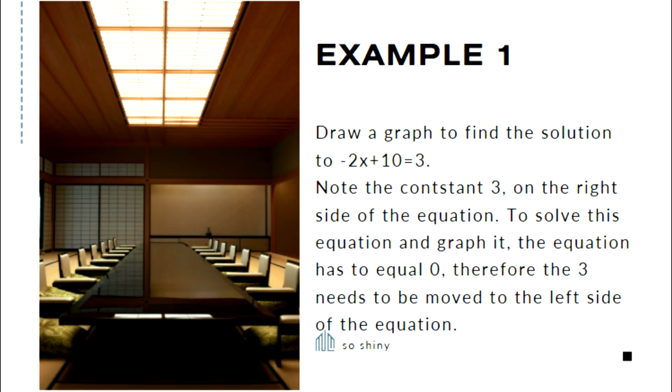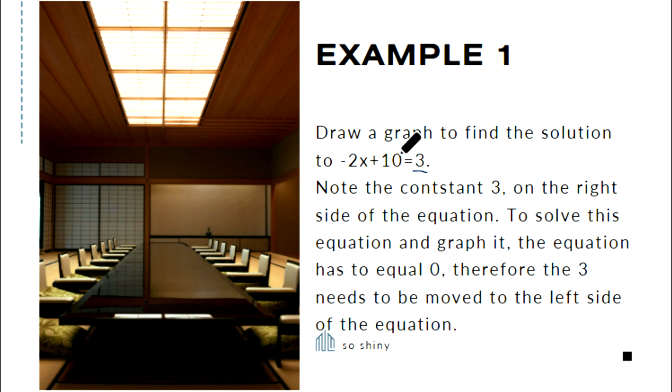Example 1. Draw a graph to find the solution to negative 2x plus 10 equals 3. Note the constant 3 on the right side of the equation, right here. To solve this equation and graph it, the equation has to equal 0. Therefore, the 3 needs to be moved to the left side of the equation.